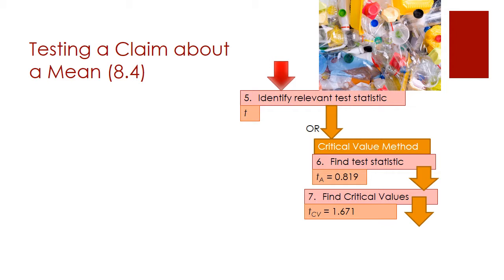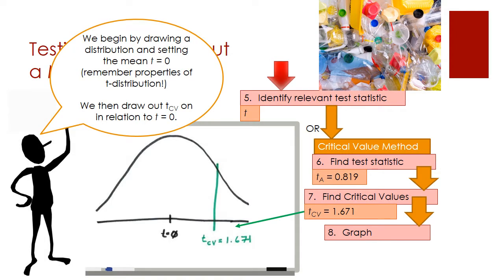Now the next thing we have to do is draw this out. So we've got to draw out our graph. We've been doing versions of this all semester long, so this should start to be kind of familiar. We're going to begin by drawing our distribution, and we're setting the mean of that t distribution equal to 0. Remember, that is one of the properties of the t distribution. How do I know that the mean on my t distribution is always equal to 0? Because that's the property for that distribution.